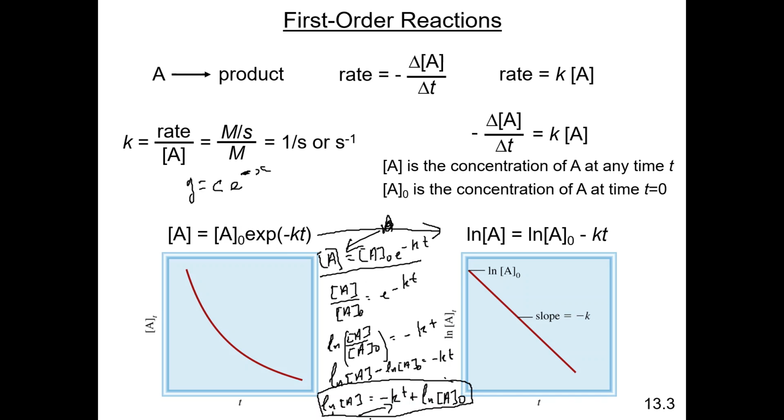And this form also, as I said before, when you plot ln A versus t, right, you get a straight line where the slope is equal to minus k and the intercept on the y-axis is equal to ln A initial, all right? So that's basically what happens in the case of a first order reaction. And again, I'm going to give some examples in the next video so that you can get a feel for how we can use these equations to solve problems involving first order reactions.